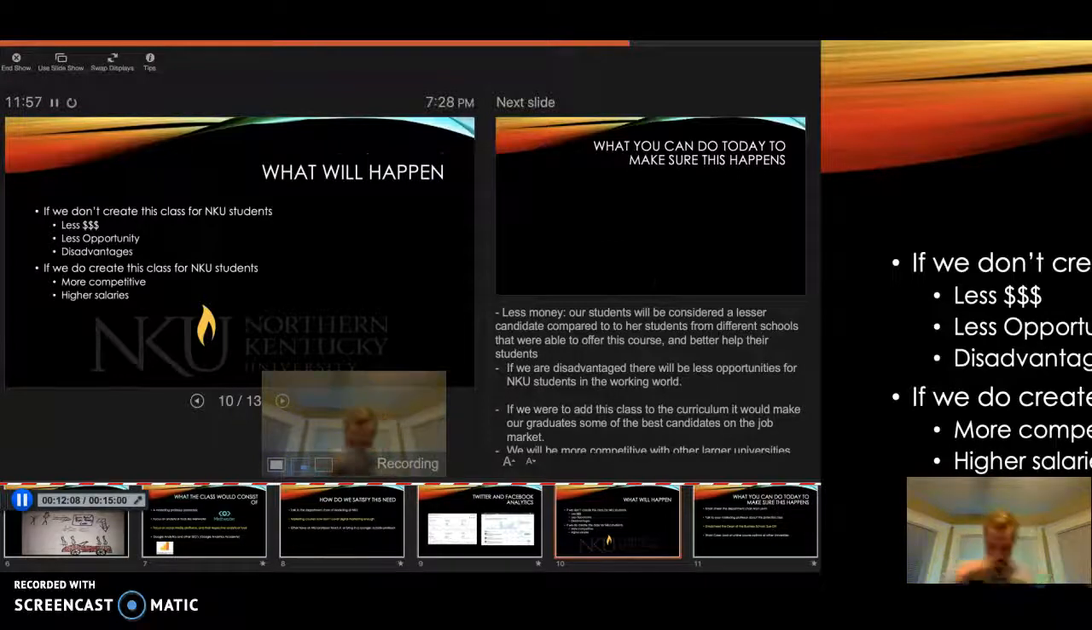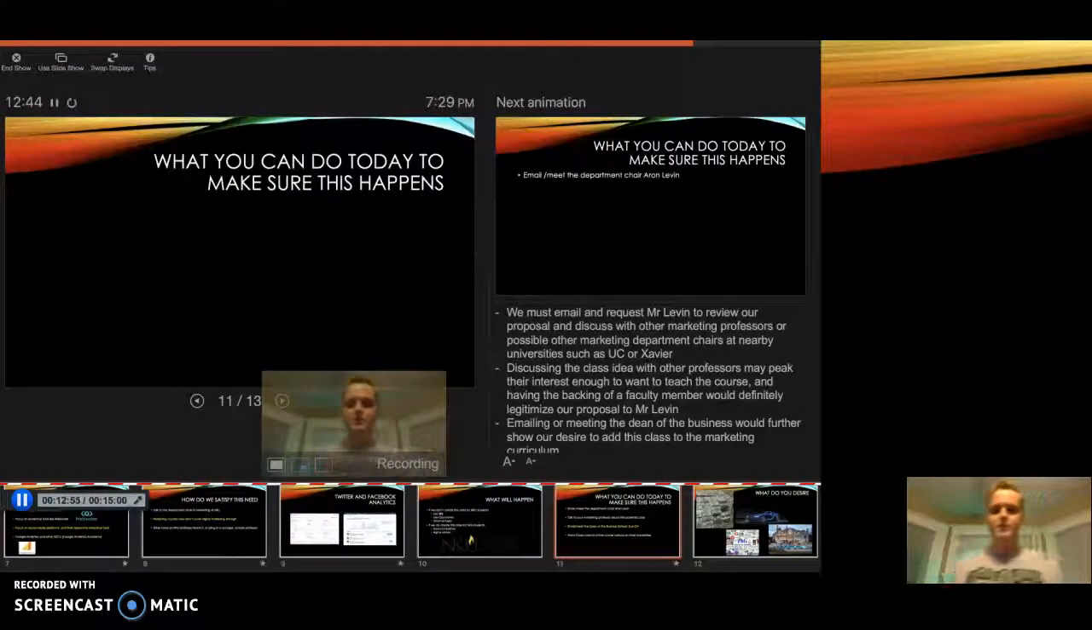So what will happen if we don't do this, and then I'll compare it to if we do this. So if we don't, it'll be less money for our students because they'll be considered lesser candidates to other universities that offer this class. Obviously, it'll be less opportunities, to mention some of the disadvantages. And if we all want NKU students to do really well in the working world, and that's our goal here with this class. So if we do create it, on the opposite side, our graduates will definitely be more competitive with other universities. And then in turn, since our graduates are going to be so knowledgeable and have all this real world and classroom experience, they will get higher salaries coming out of college, which is all stuff that we want. We all want to make a bunch of money.